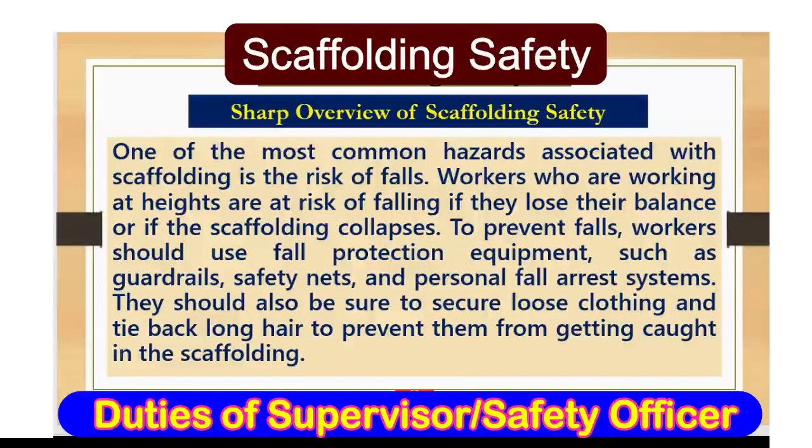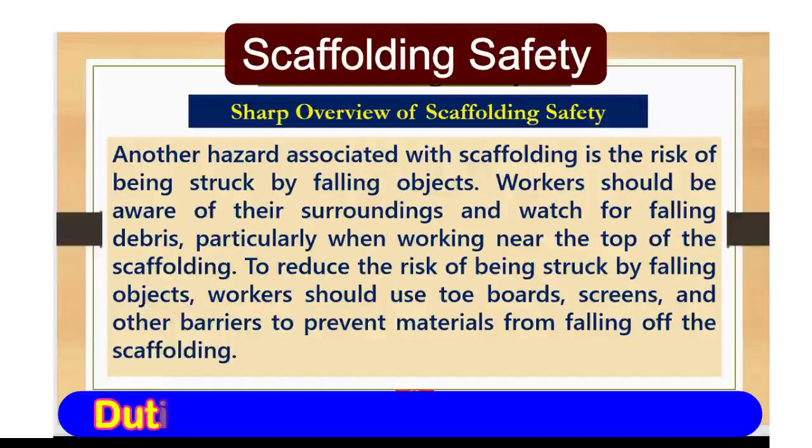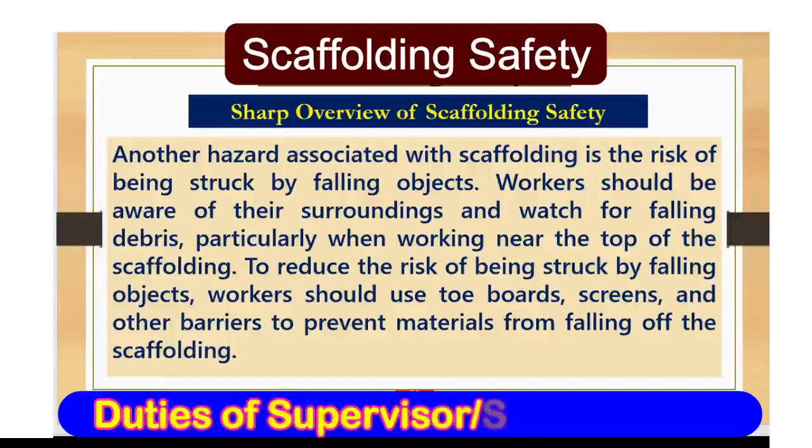in the scaffolding. Another hazard associated with scaffolding is the risk of being struck by falling objects. Workers should be aware of their surroundings and watch for falling debris, particularly when working near the top of the scaffolding, to reduce the risk of being struck by falling objects. Workers should use toe boards, screens, and other barriers to prevent materials from falling off the scaffolding.